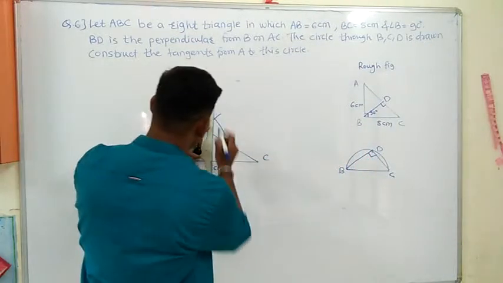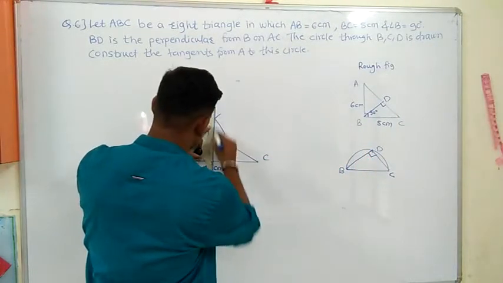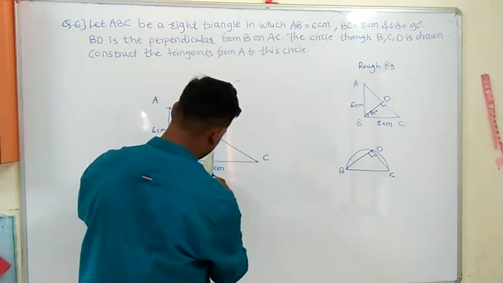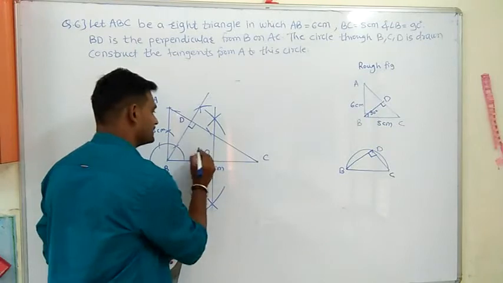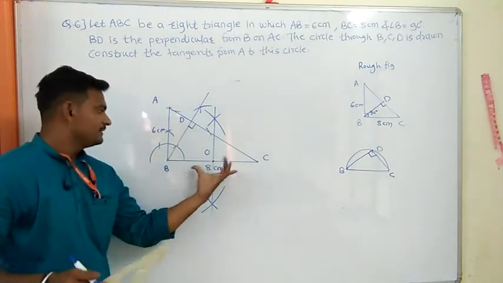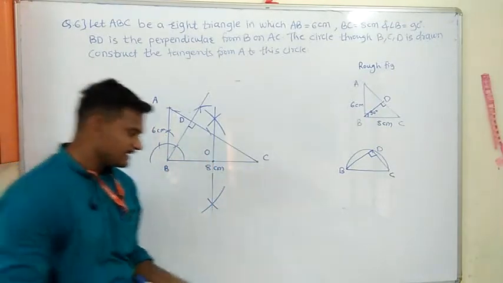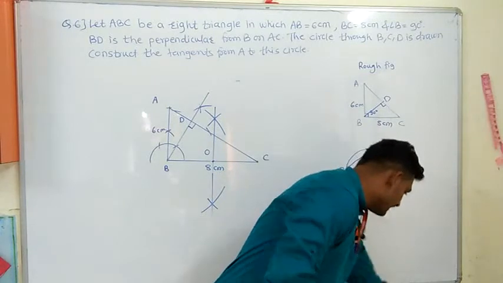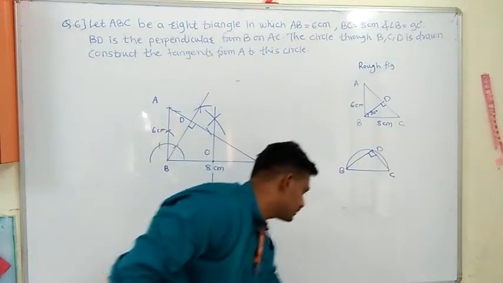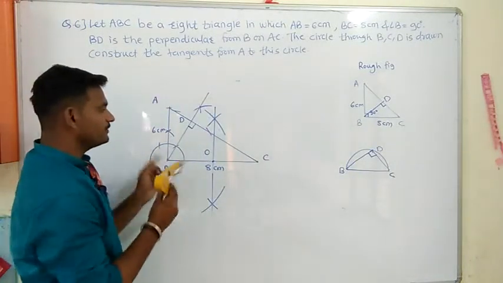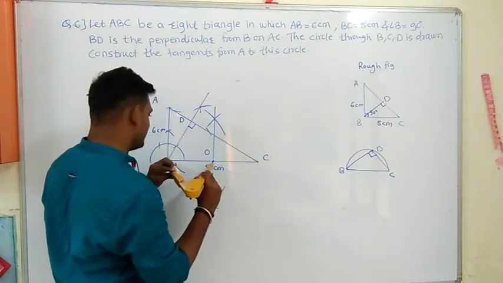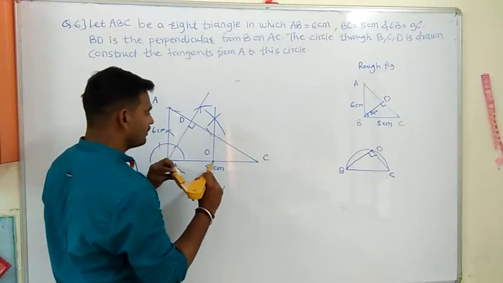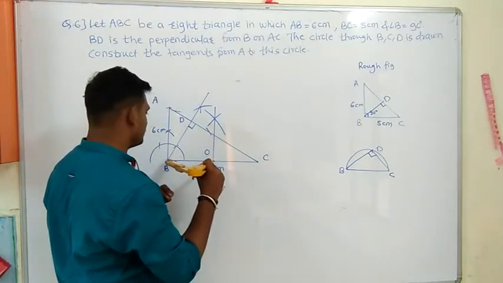Now we have to join these 2 points. Now see, where this line intersects, mark this point as O. This is the center of BC, or you can say the midpoint of BC. Now we have to draw the circle, taking BO or CO as the radius.